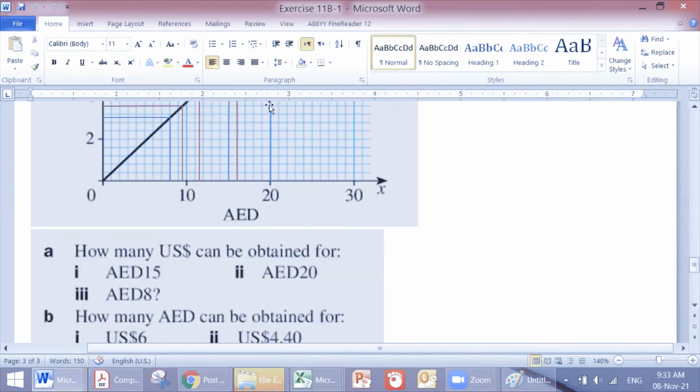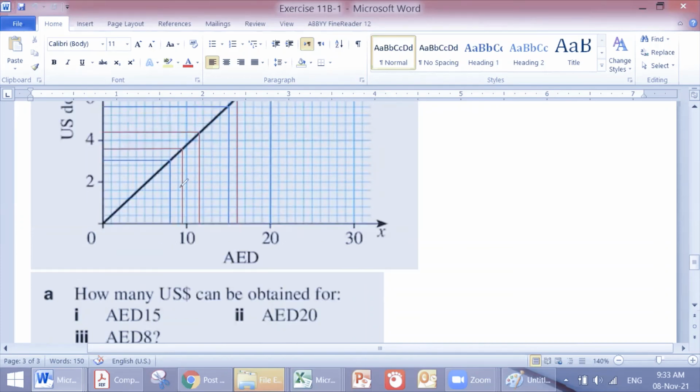Okay, the revision sheet you will do by yourself. You have to do it by yourself. That's why I have given it to you.